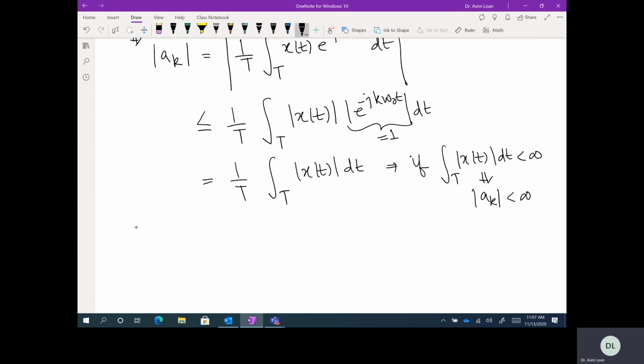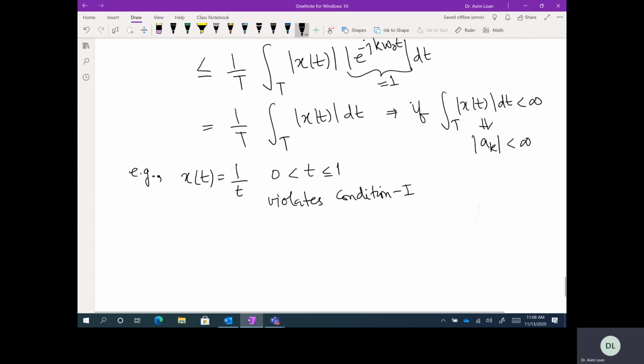There are many examples in your book. You can look at those figures because it's much easier than me drawing them. If x of t is 1 over t for 0 less than t less than or equal to 1, this violates condition 1, but the Fourier series still exists.